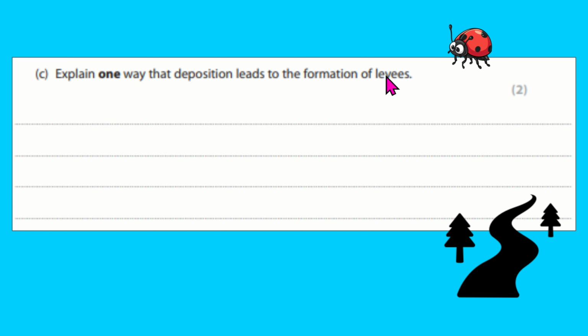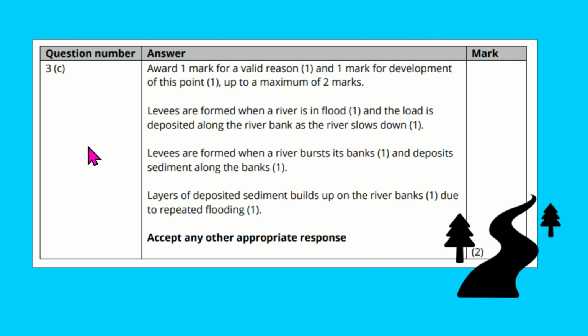Deposition, formation, levees, and we glance at the marks, okay? So it lets us know that we're going to get a mark for our point and a mark for our extension. So here is the mark scheme. Every examiner will have this in front of them whilst they're marking your work. So take a second to pause the video, have a read of what would get you marks.